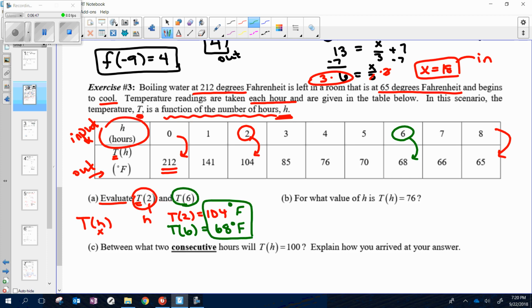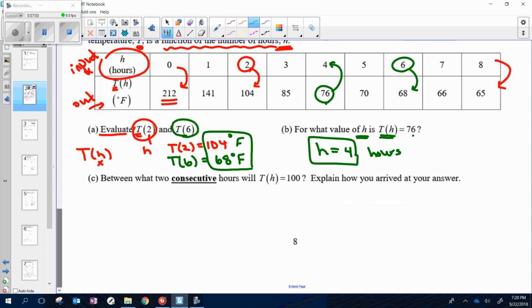Part B, for what value of H is T of H 76? So now I want my temperature to be 76, and I want to find the value of H. And H would be 4. That's hours, 4 hours. Just using the table.